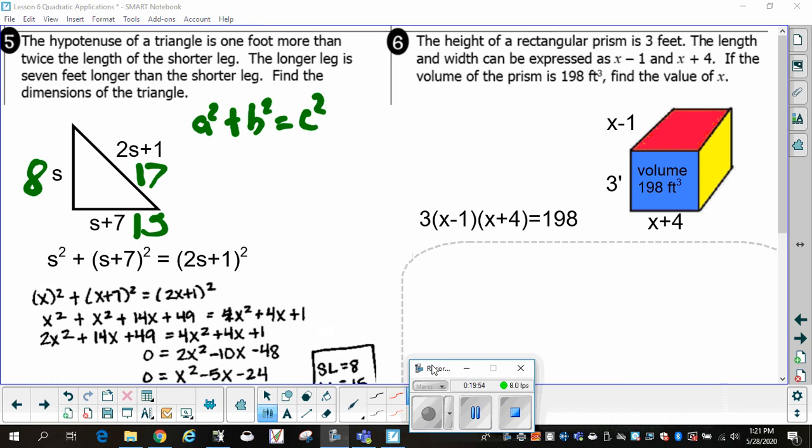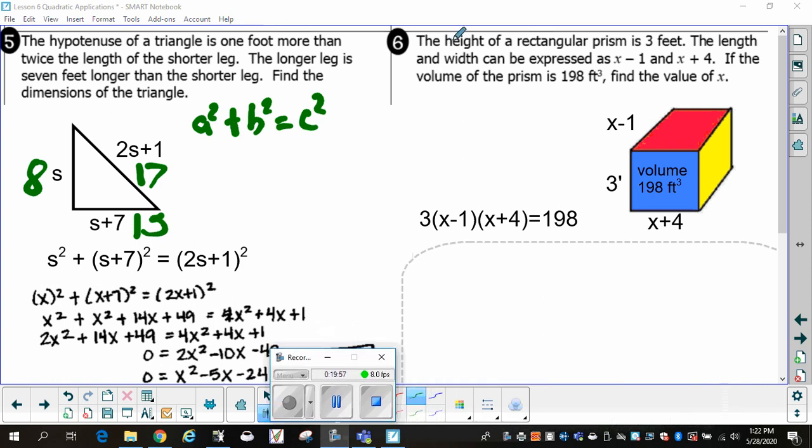Now, if you were working on this other one over here, the height of a rectangular prism is 3 feet. The length and width can be expressed as x minus 1 and x plus 4. Again, length and width, it doesn't matter which one's which. The volume of the prism is 198. Volume is equal to length times width times height, right? So 3 times x minus 1 times x plus 4 equals 198.